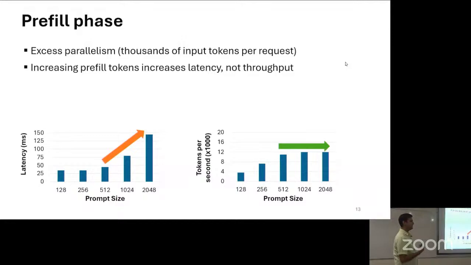Okay. So just remember this: in the prefill phase, because it is compute bound and able to use GPUs efficiently, increasing the size of the prompt is going to increase the latency. It's not going to increase the throughput. Right.